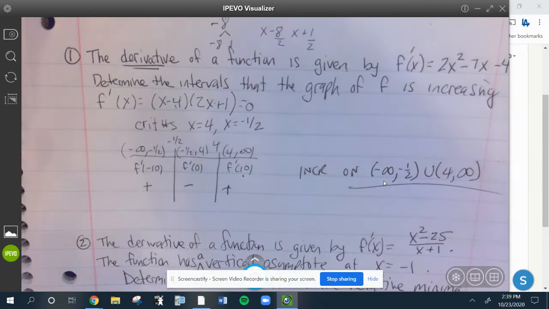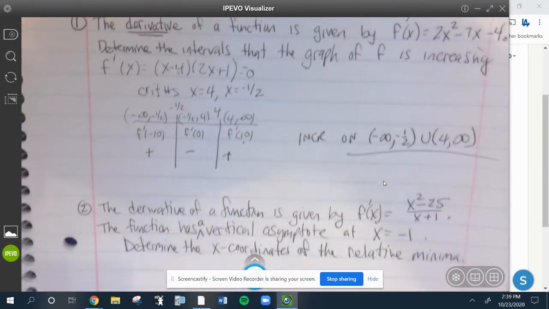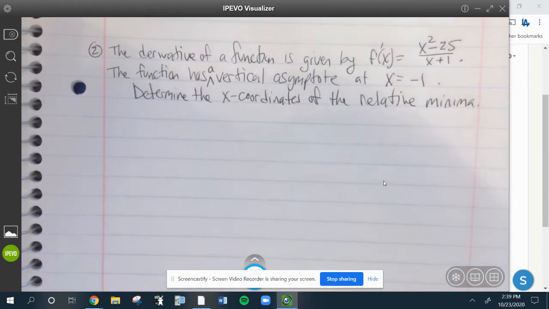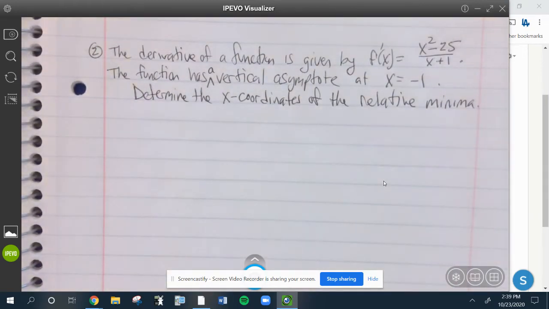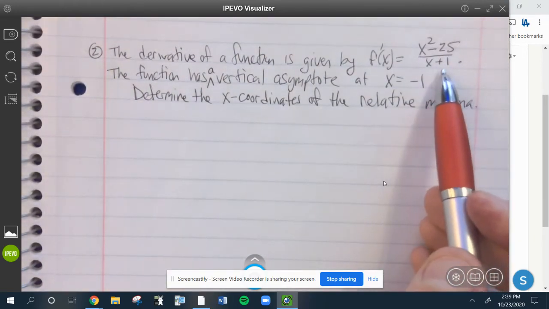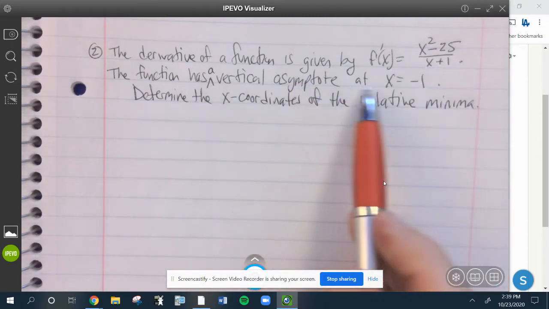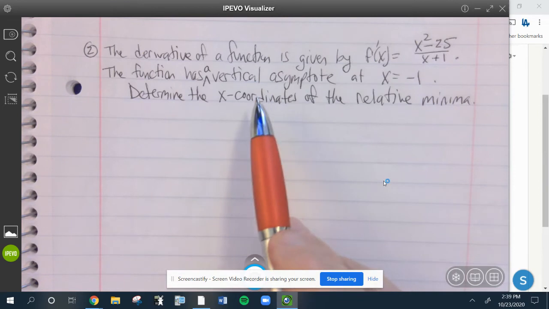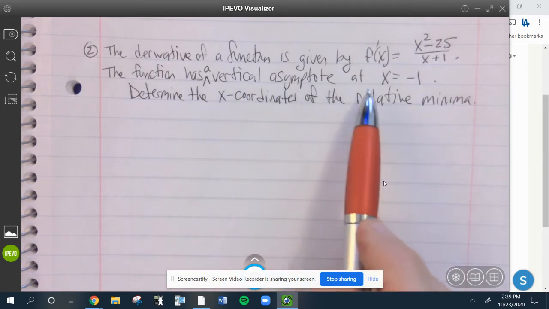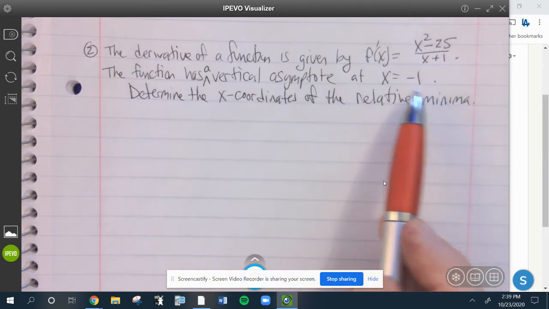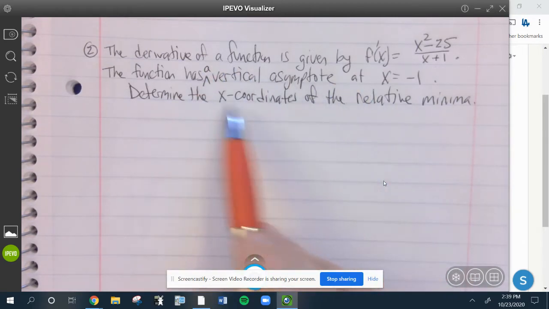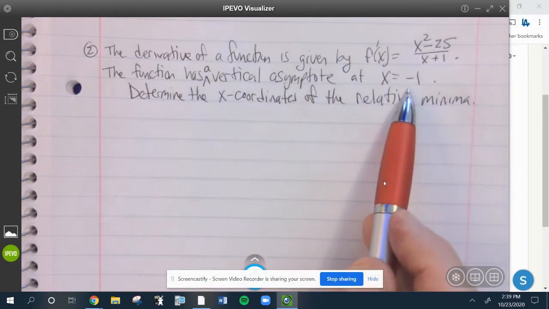So let's do one that looks a little bit more complicated, but it's not going to be that much more complicated. This derivative is a little bit more complicated. It also says that this function has a vertical asymptote. You can't tell by the derivative, but this is telling you it has a vertical asymptote, x equals -1. So we're going to determine the x coordinates of the relative minimum. So we're going to assume that this is continuous everywhere except at its vertical asymptote.